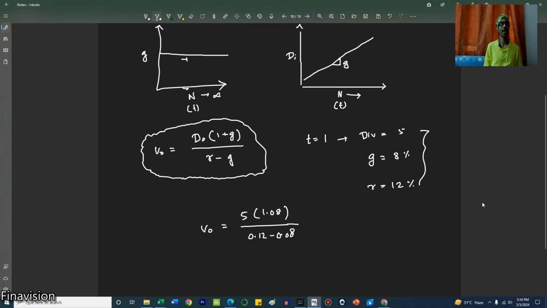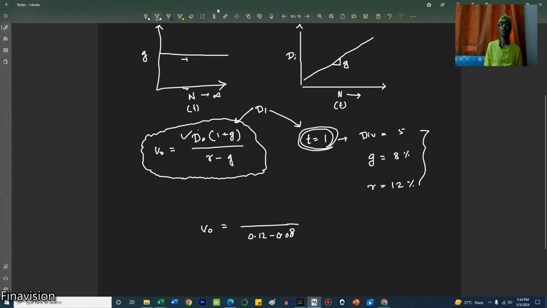No, the answer is no. Why? Because here I mentioned at t equal to 1. Listen very carefully. At t equal to 1, the dividend is 5. Not at t equal to 0. Here what we have written is D0, that is dividend at t equal to 0. And by multiplying it with 1 plus g, we are actually trying to get the D1. So this is the dividend at period 1. And here we have directly mentioned what is the dividend at period 1. So here this 1.08 is irrelevant, not required. So we will erase it.